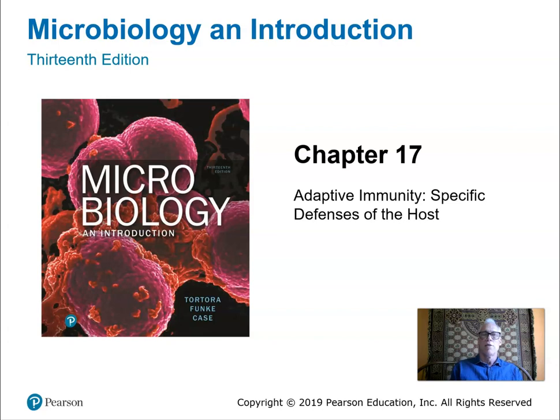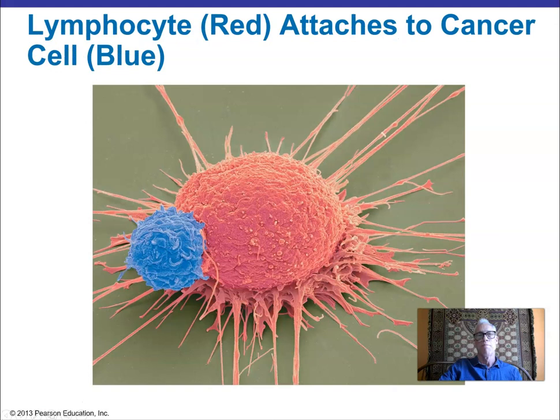Last chapter was the innate immune system, in which all the responses are the same every time. And now we come to a system that remarkably produces a different response every time, depending on what particular antigen or foreign substances are coming into the body.